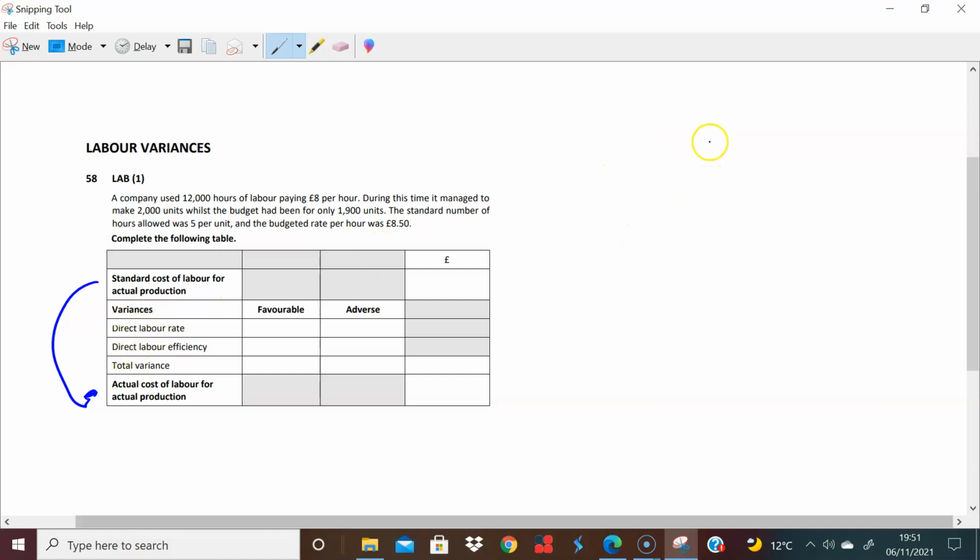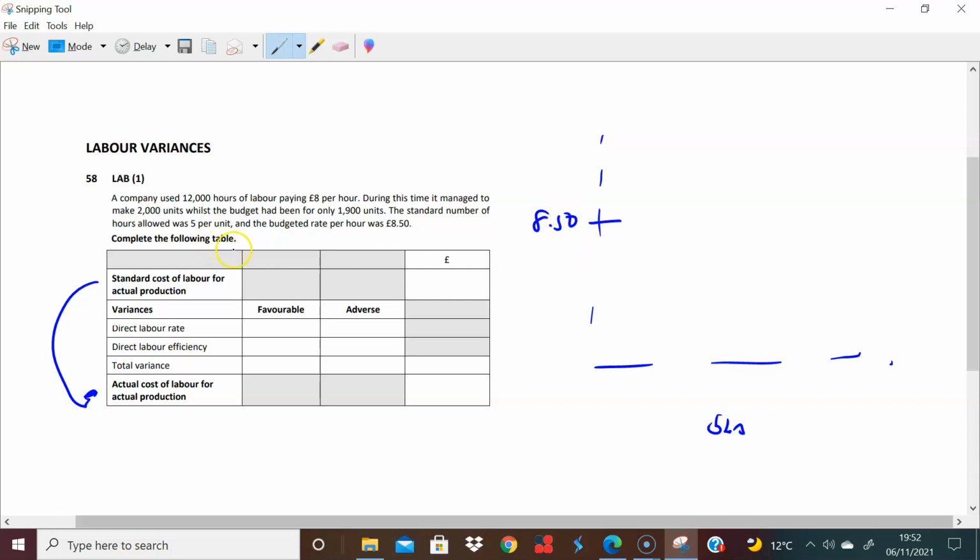So let's look at this. Let's look at the story. Company used 12,000 hours, paying £8 an hour. So during this time, it managed to make 2,000 units, but the budget had only been for 1,900 units. It tells us the standard number of hours allowed per unit. So they tell us, listen, we want you to use 5 hours, that's the plan, per unit, and to charge £8.50 per hour. So exactly the same thing.